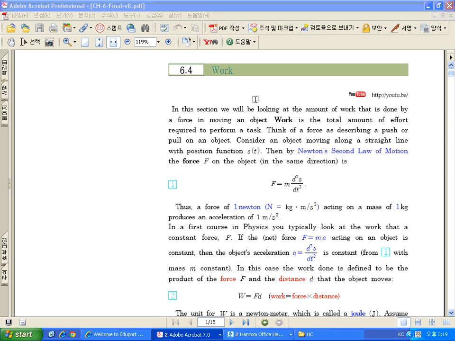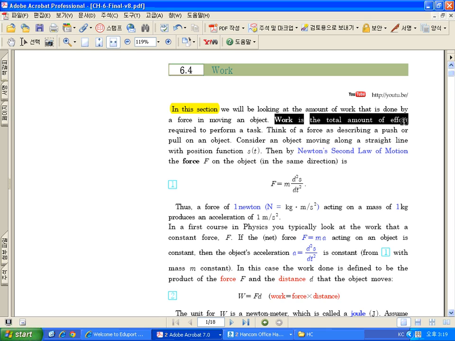Okay, today we're gonna cover section 6.4, work. In this section, we're gonna start the work. Work is the total amount of effort required to perform a task.